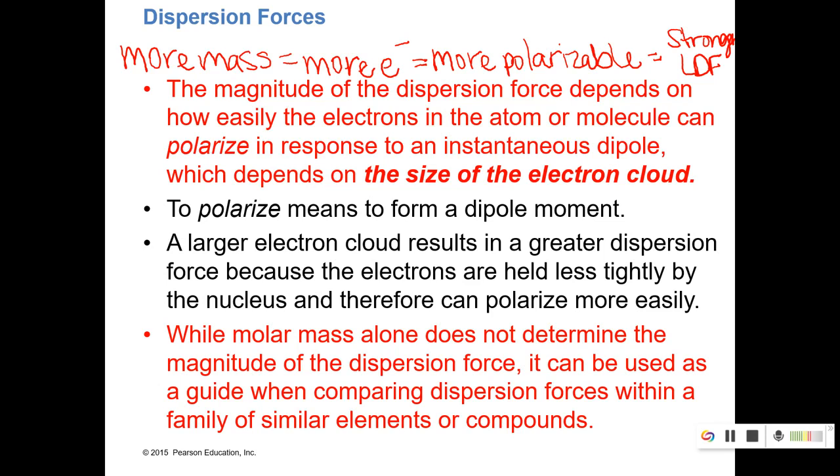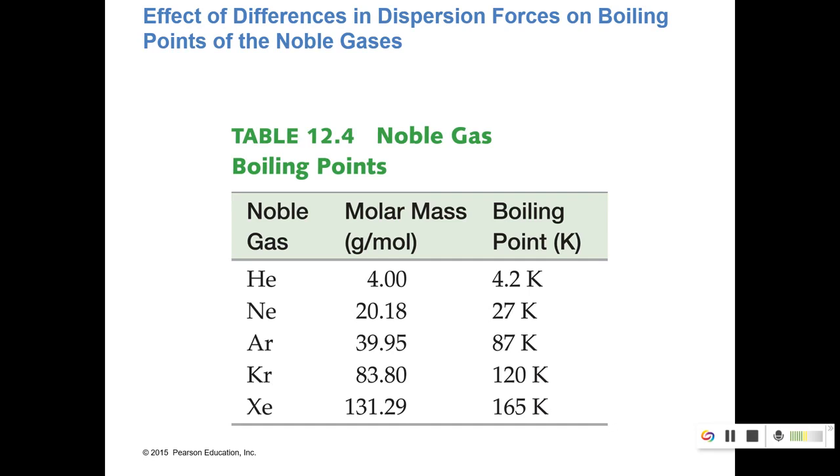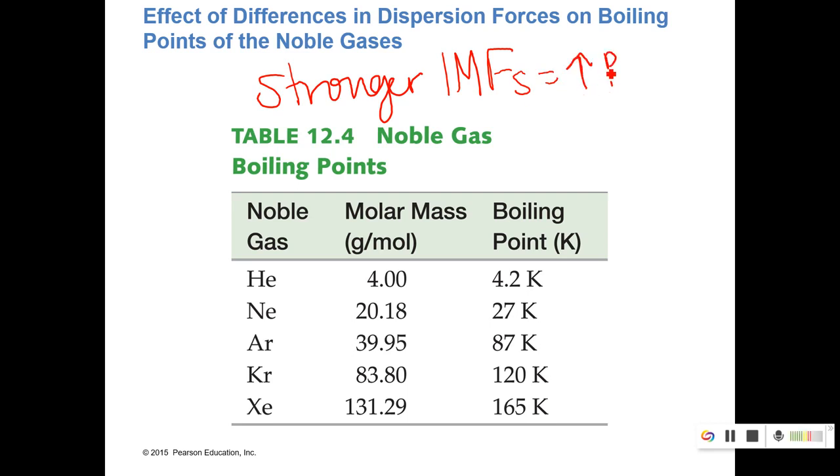The more mass it has, the more electrons it has, the more polarizable the atom or molecule is, and the stronger the LDFs are. I will tell you, on the test or quiz, I will be looking for the word polarize if I ask you why. So it is important that you write this on your periodic table. So here are some examples as mass increases. These are all noble gases. The boiling point also increases. Just remember that stronger IMFs equal higher boiling point and higher melting point, MP.